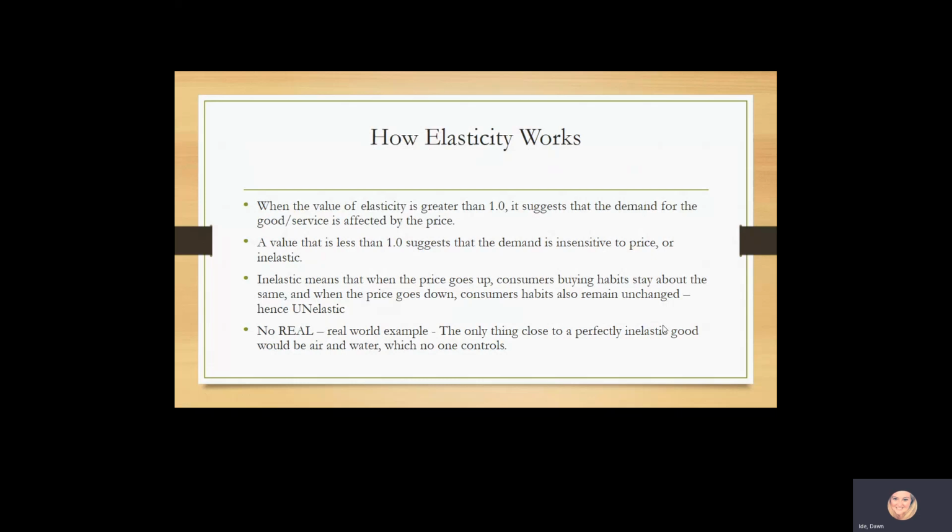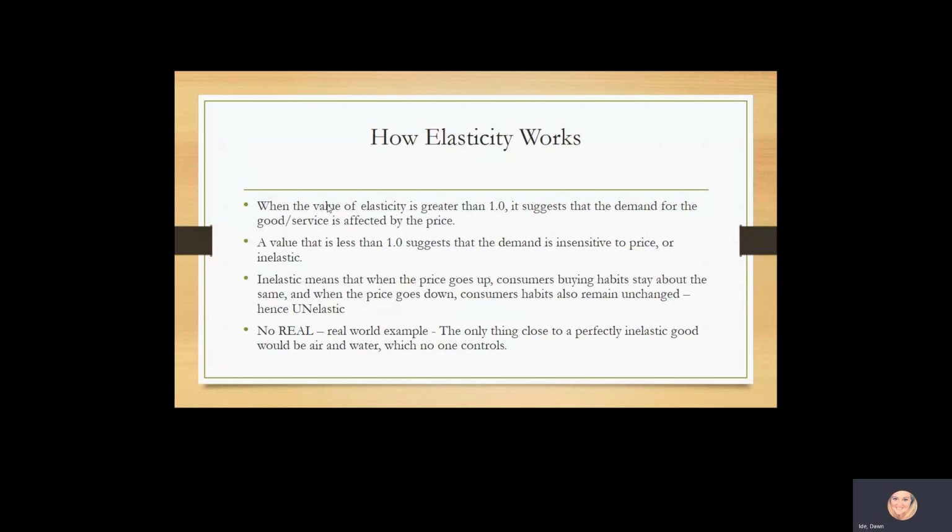So how does elasticity work? When the value of elasticity is greater than 1, it suggests that the demand for that good or service is affected by the price, right? So it's elastic if it's more than 1, because the demand is affected by the price. So if the price goes up, maybe there's a lot less demand for it. That would make it elastic because it is changing.